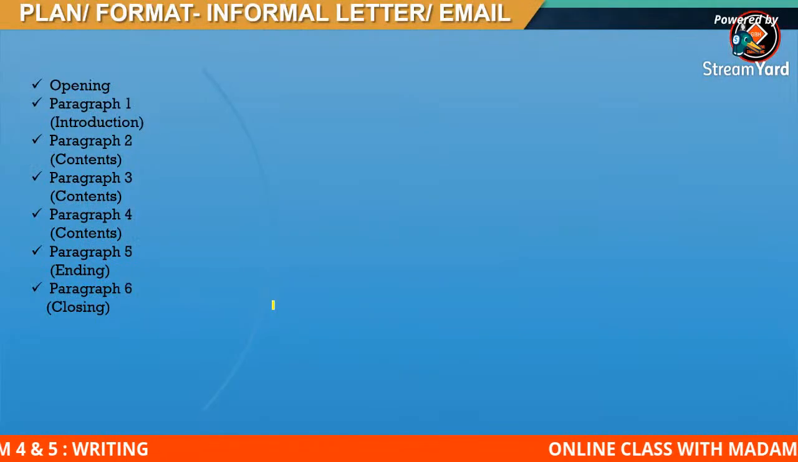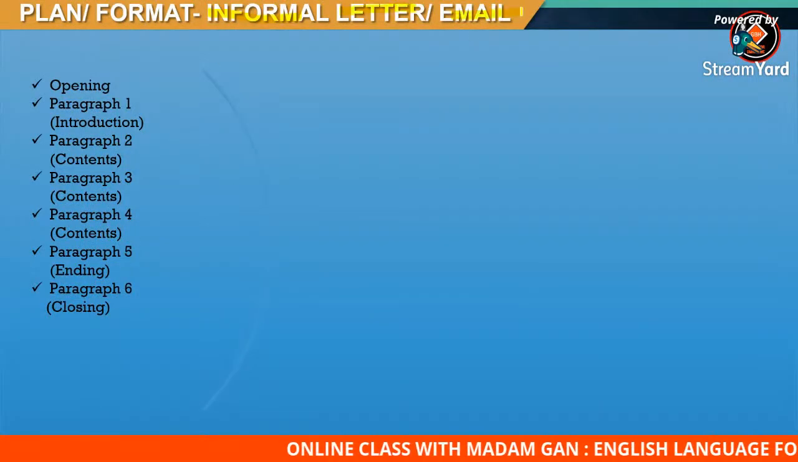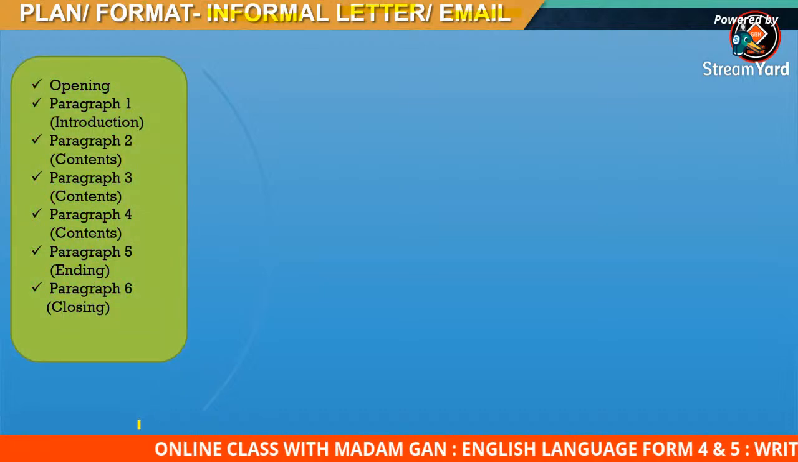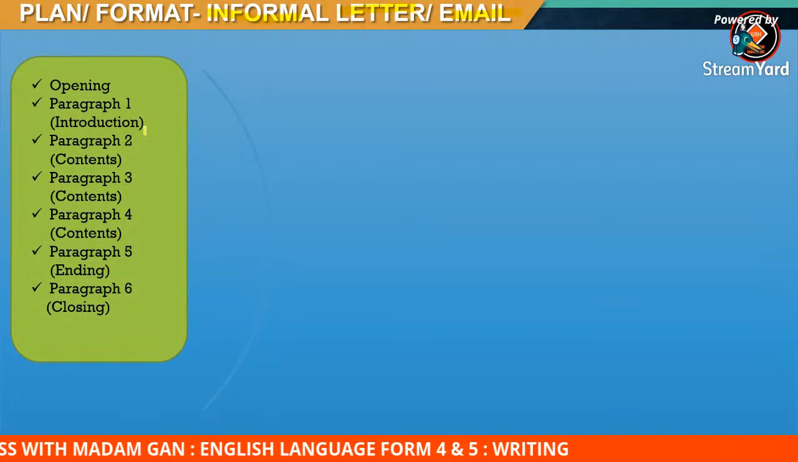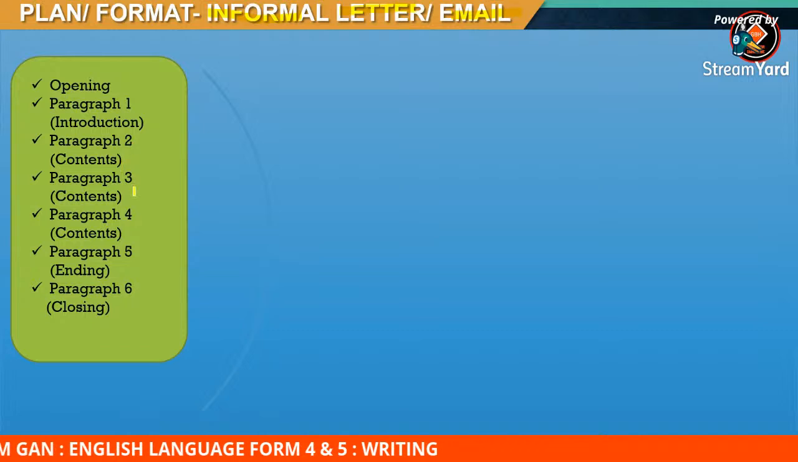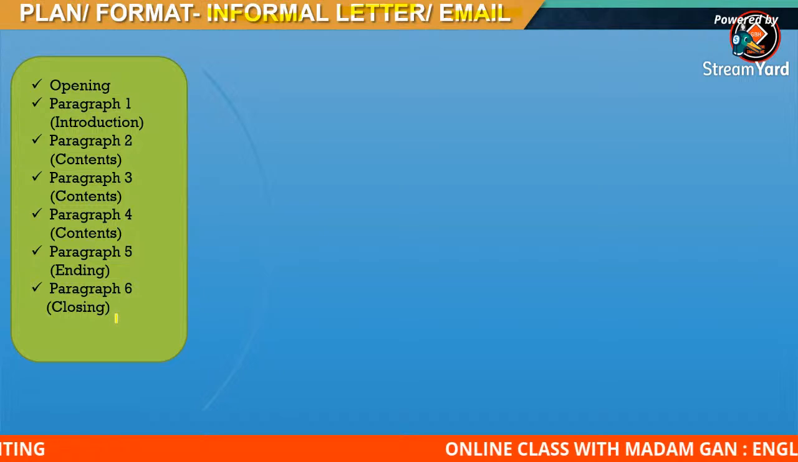Okay, next. We have informal letter and email. Again, here you have the opening, you have paragraph 1, the introduction, you have paragraph 2, contents, paragraph 3, content, paragraph 4, content, paragraph 5, ending, and paragraph 6, closing. Okay?